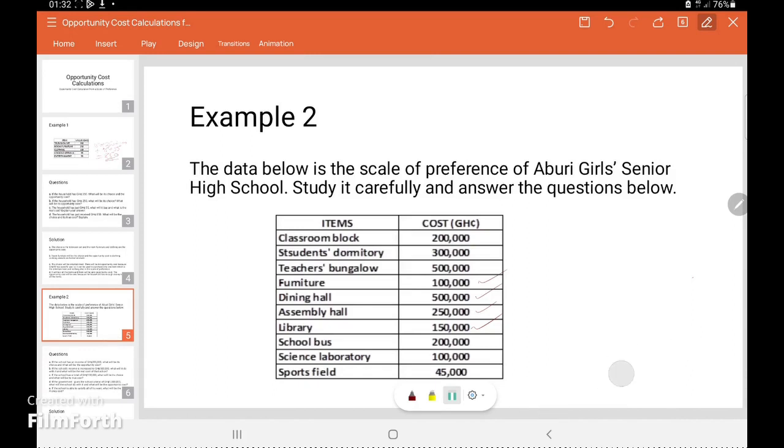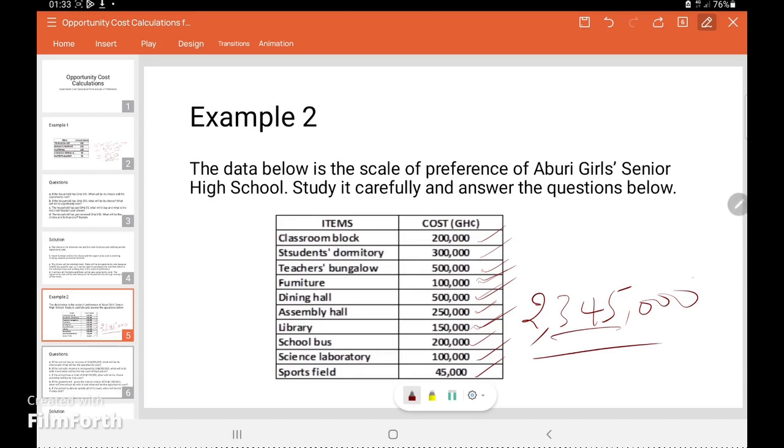So what we do is that we sum up all the items. So we take this one, 200,000 plus 300,000 plus 500,000 plus 100,000 plus 500,000 again, 250,000, 150,000, 200,000, 100,000, and then 45,000. When we sum up all these values, we'll get 2,345,000 Ghana cedis. And this will be the money cost if the school is able to purchase all the items on the scale of preference. So that is that for this question.